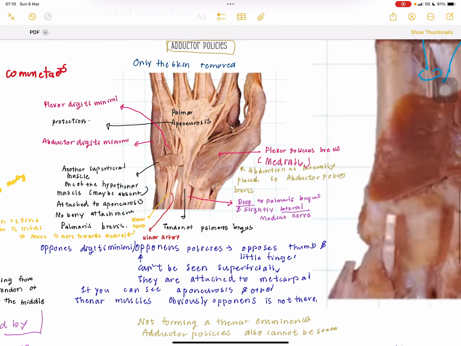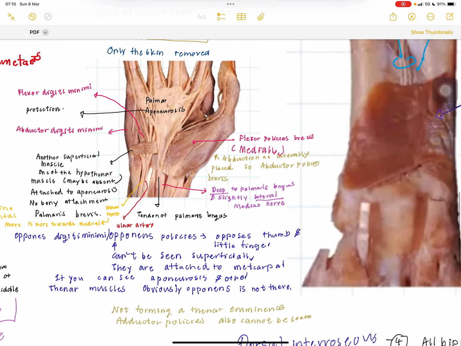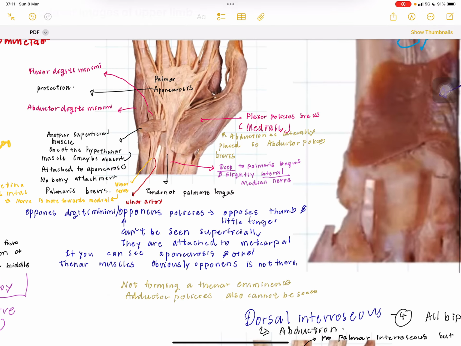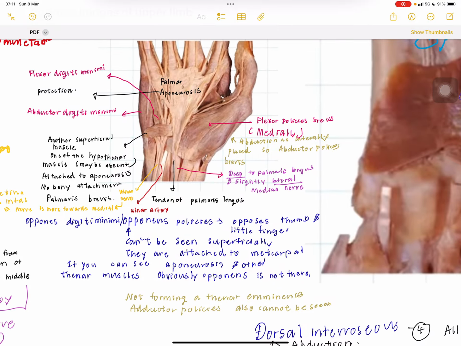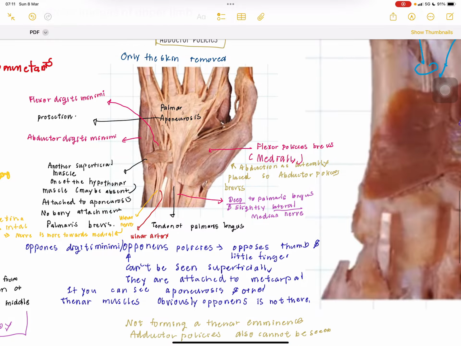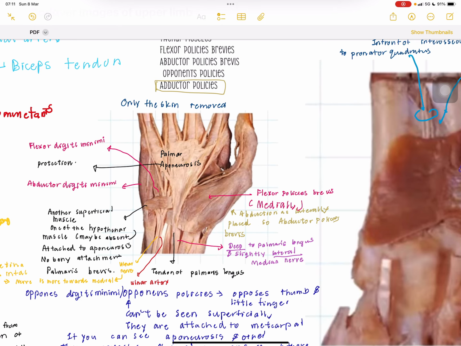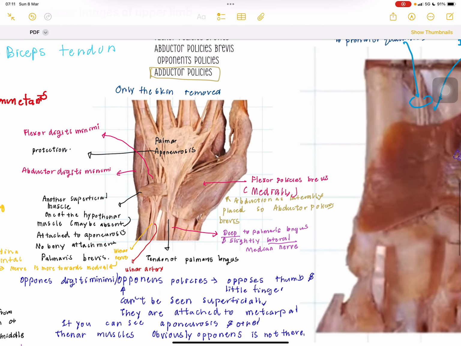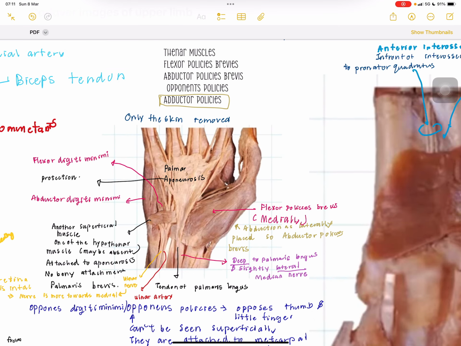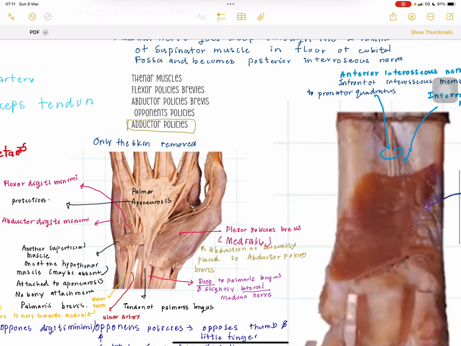So as I said, opponens digiti minimi and opponens pollicis oppose the thumb and the little finger, and cannot be seen superficially. They are attached to the metacarpals. If you can see the palmar aponeurosis, which is superficial, that means obviously the opponens muscle cannot be seen, because the opponens muscle is underneath the abductor and flexor.